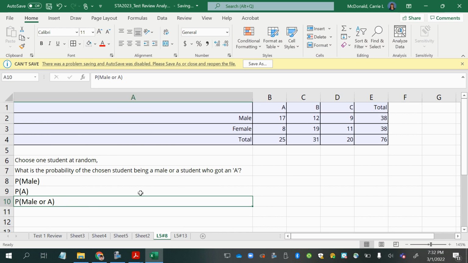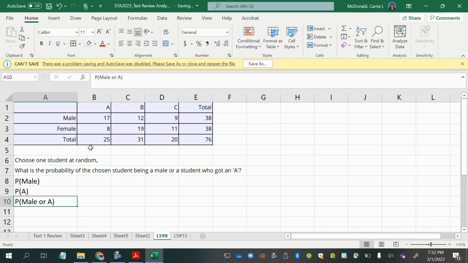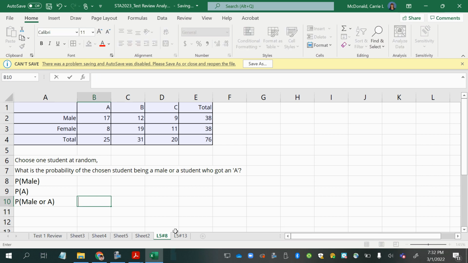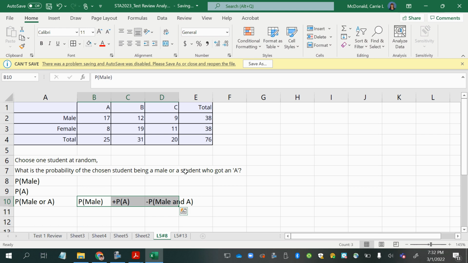So the addition rule is adding up the probabilities. So the probability of a male plus the probability of getting an A, and then subtract from that the probability that the student was male and got an A at the same time. So the intersection of the two. That's the addition rule. And remember, it was the word or in the phrasing that told me to use the addition rule.